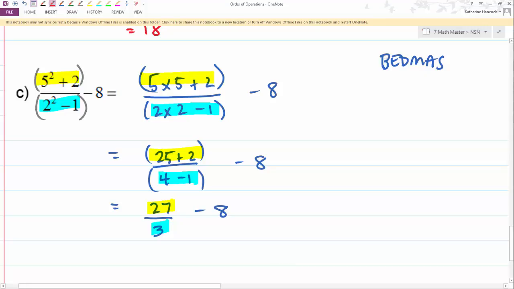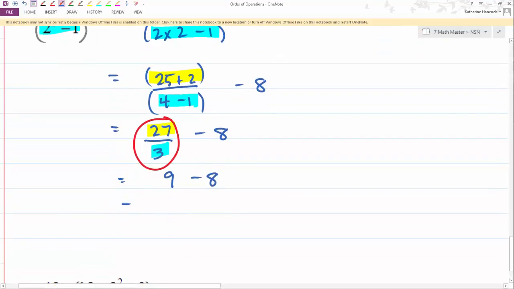Let's go back to BEDMAS. We're done our brackets. We did the exponents. Back to division and multiplication. We have some division. We're going to do 27 divided by 3. And 27 divided by 3 is 9. 9 take away 8. That one's not so bad. That's 1.